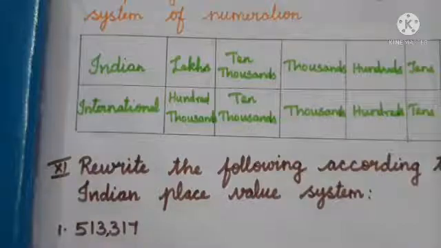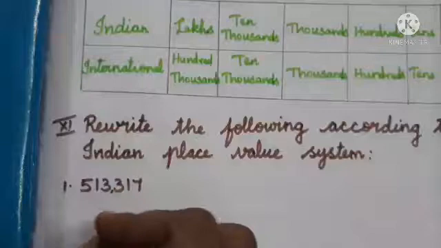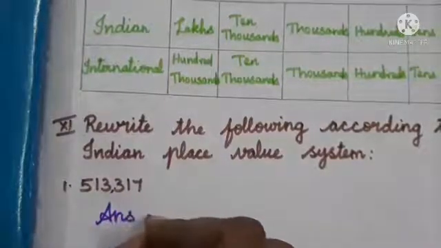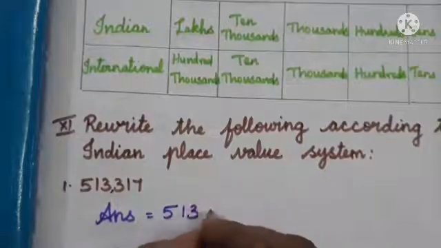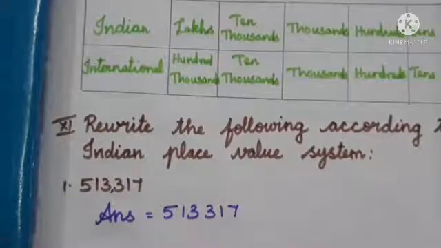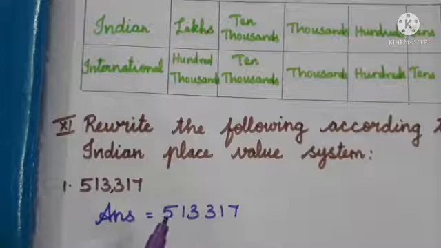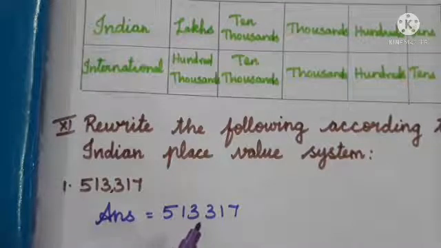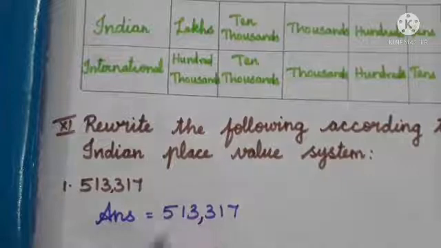So listen, we have to write the number, that means we can write the answer as: we have to write the digits as they are, 513317. That's the digits they gave here. We want to rewrite into Indian form. So Indian form means just the comma we have to place correctly. So ones, tens, hundred, this is the ones period. After the ones period we have to place the comma.